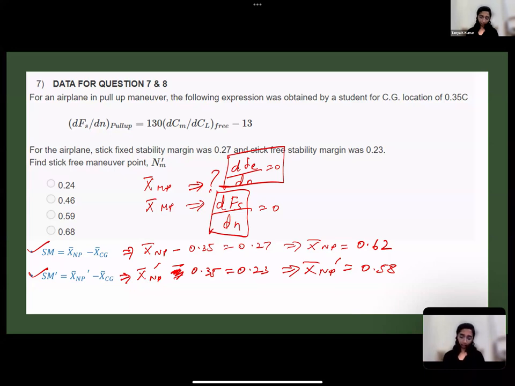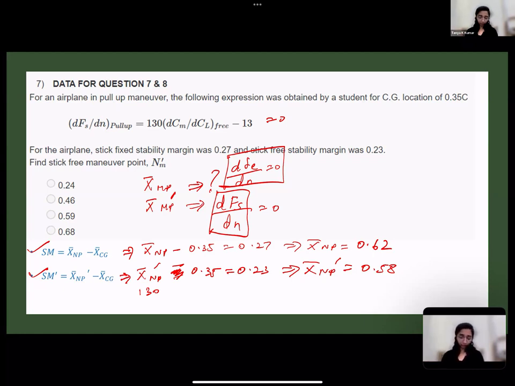Okay, let's go ahead and do this. Set this to be 0. dFs by dn equal to 0. So you have 130 into dCm upon dCL. The first, yes. So, okay, my bad, this should have been prime. Yes, I made a mistake there. The first is fixed, next is stick free. So let's do this question. Stick free maneuver point.